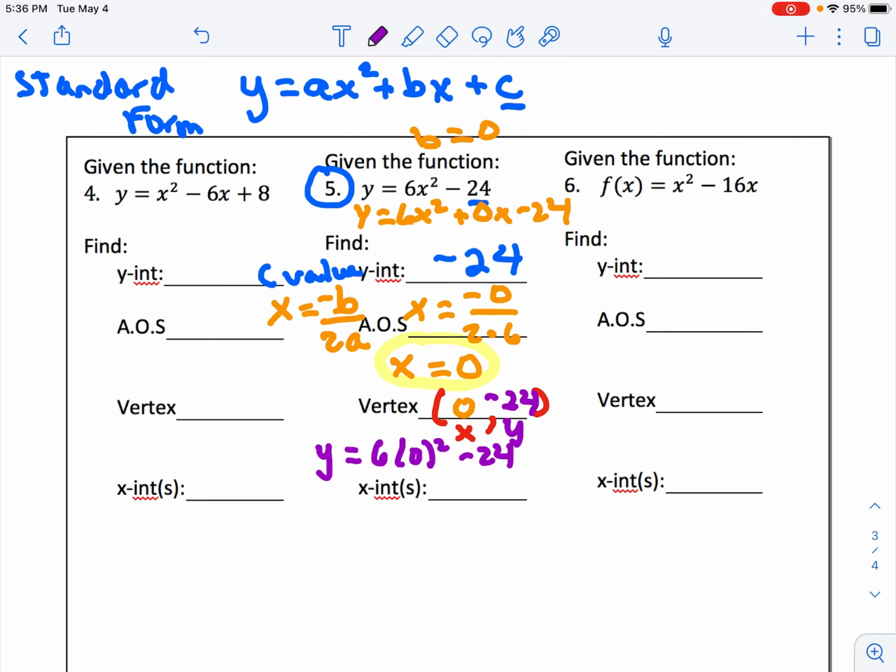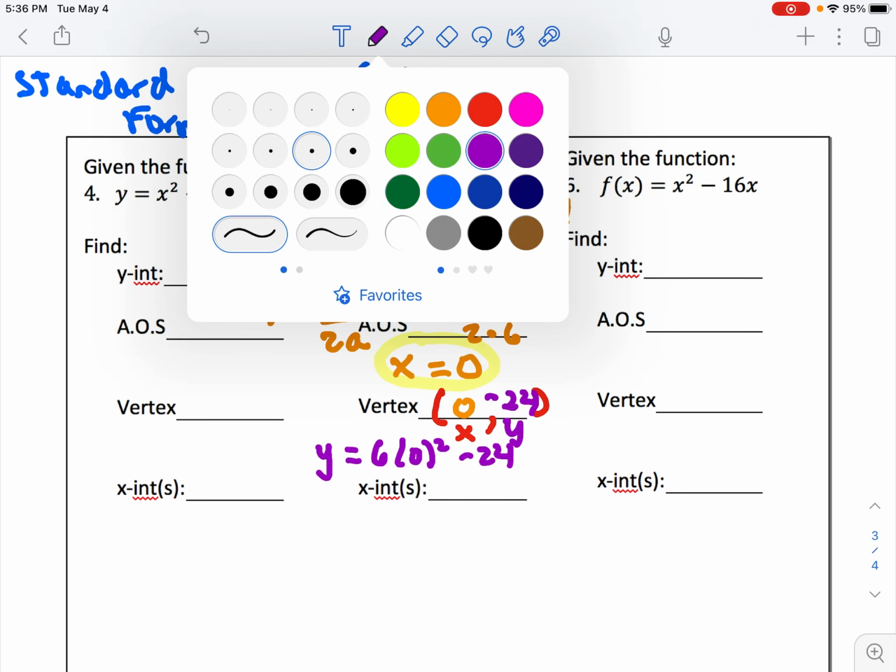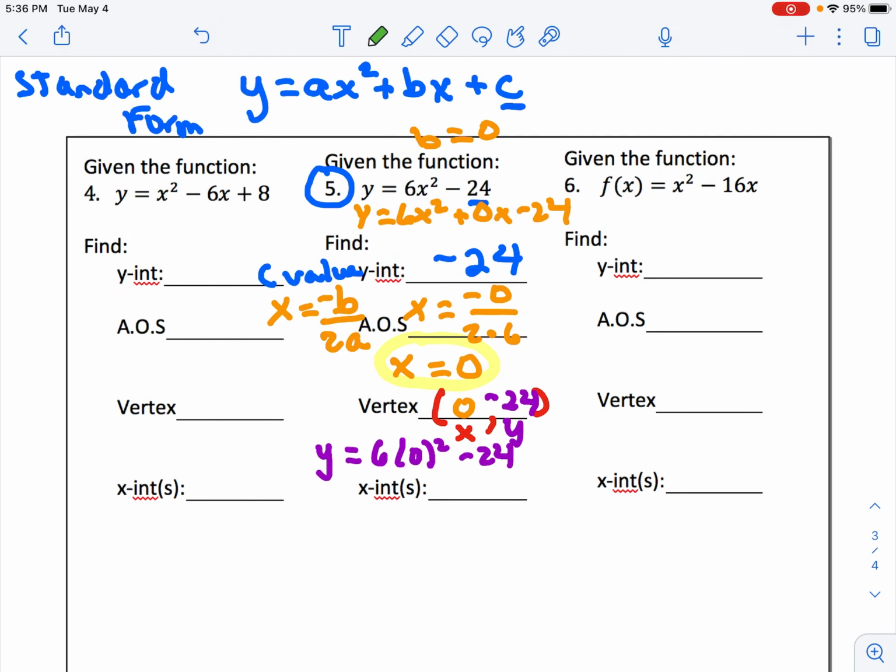My x-intercepts. My x-intercepts are the value of x when y equals 0. So now I take the equation and I put 0 in for y, and I'm trying to find the values of x that make this equation equal to 0.